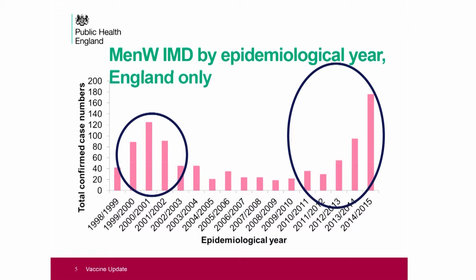And since that point, we've had very low levels of MenW disease. It's accounted for less than 5% of our total meningococcal disease through these middle years. However, from around 2009 onwards, we began to see this increase that began to double each year. So from 2012-13, we had around 55 cases, then we went to 95 cases, then to 176 cases in 2014-15. So this was very worrying because we were seeing a very dramatic increase in disease at that time.